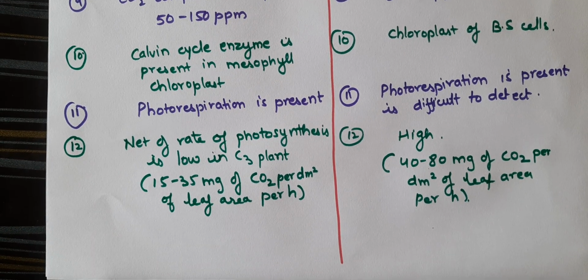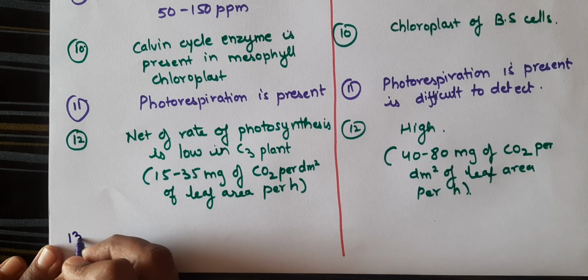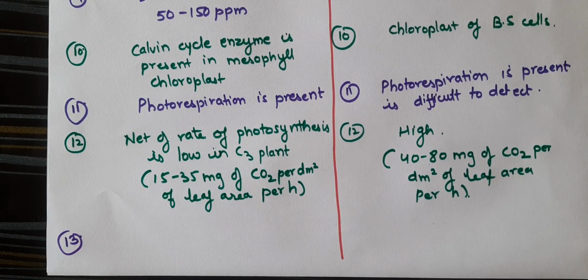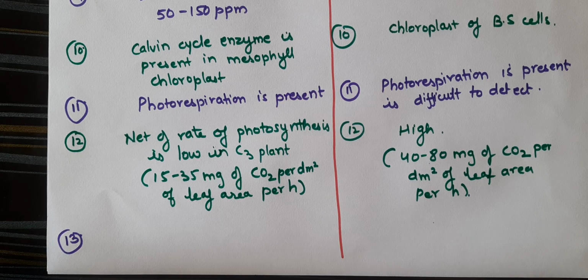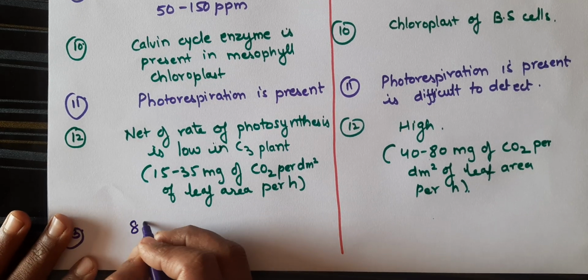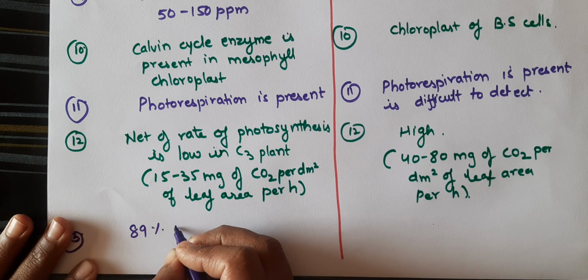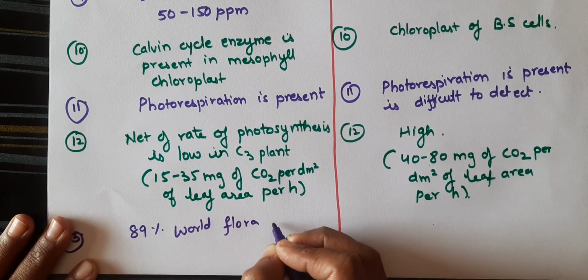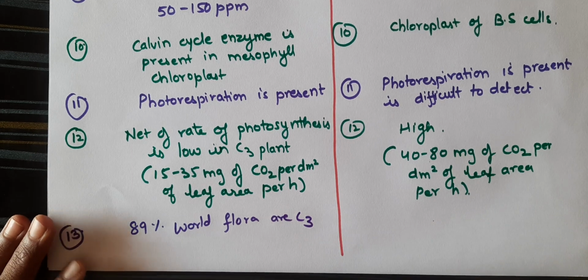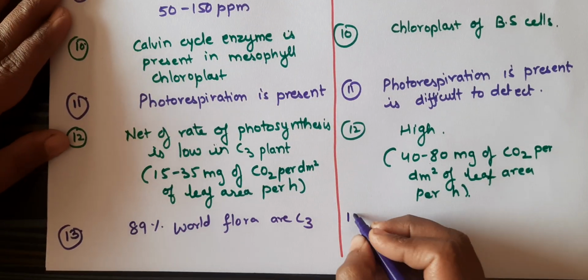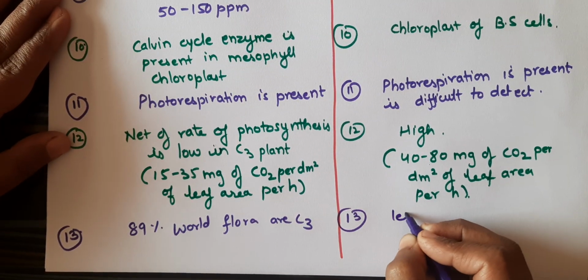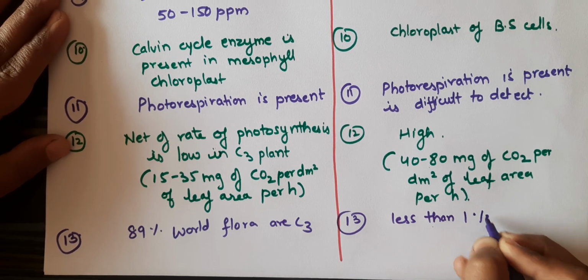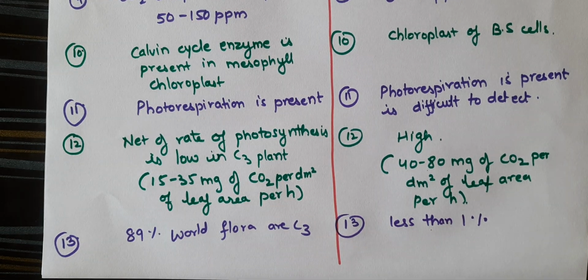The 13th difference between the C3 and C4 plant is that about 89% of world flora is C3 plant, whereas less than 1% are C4 plants.